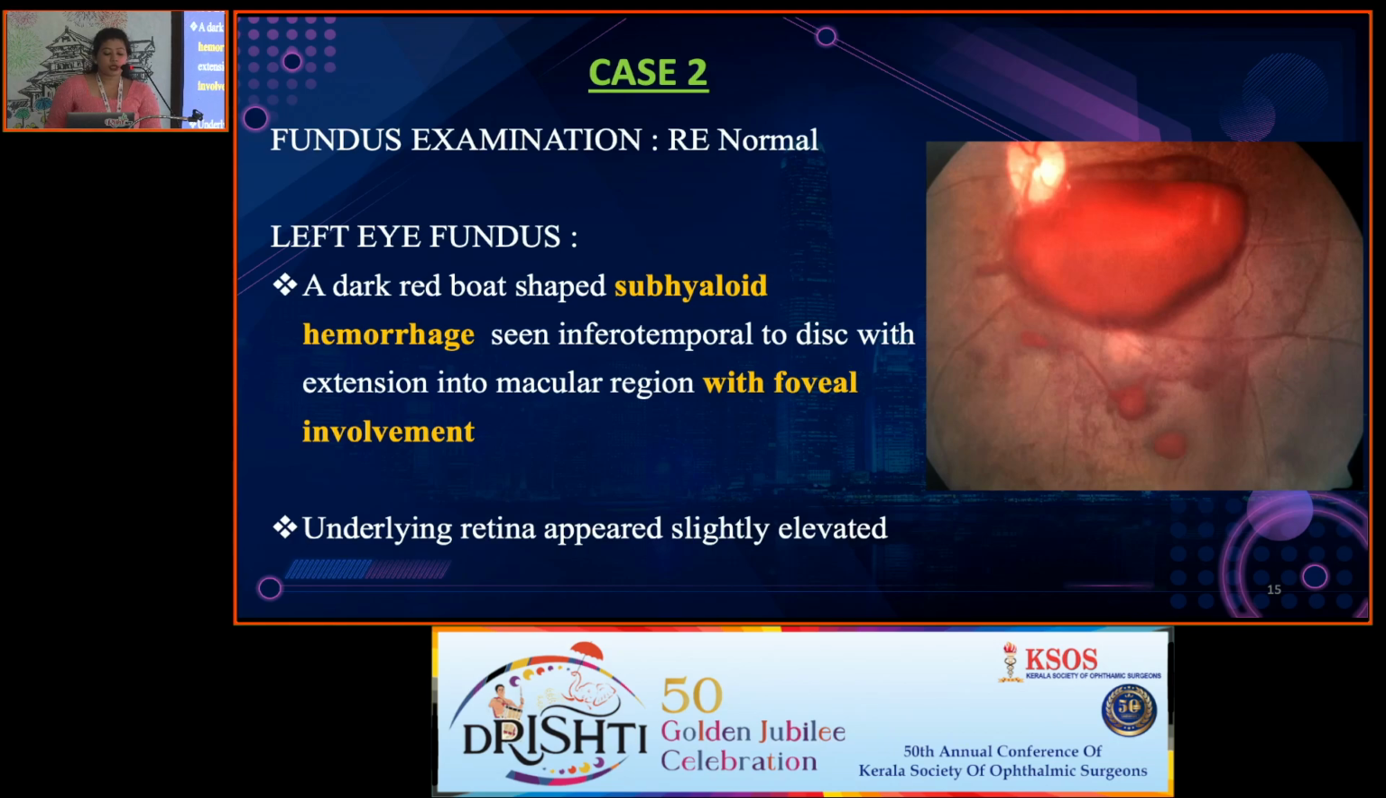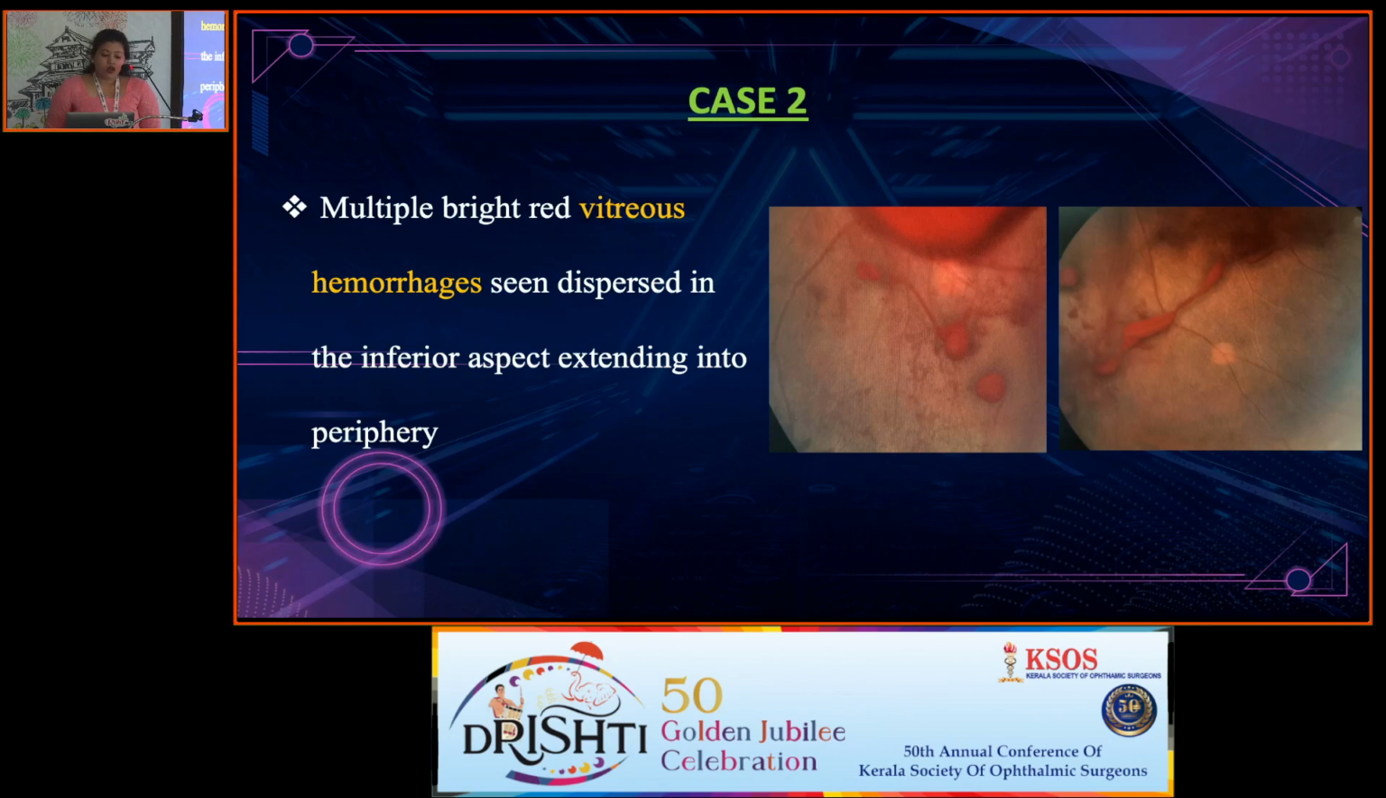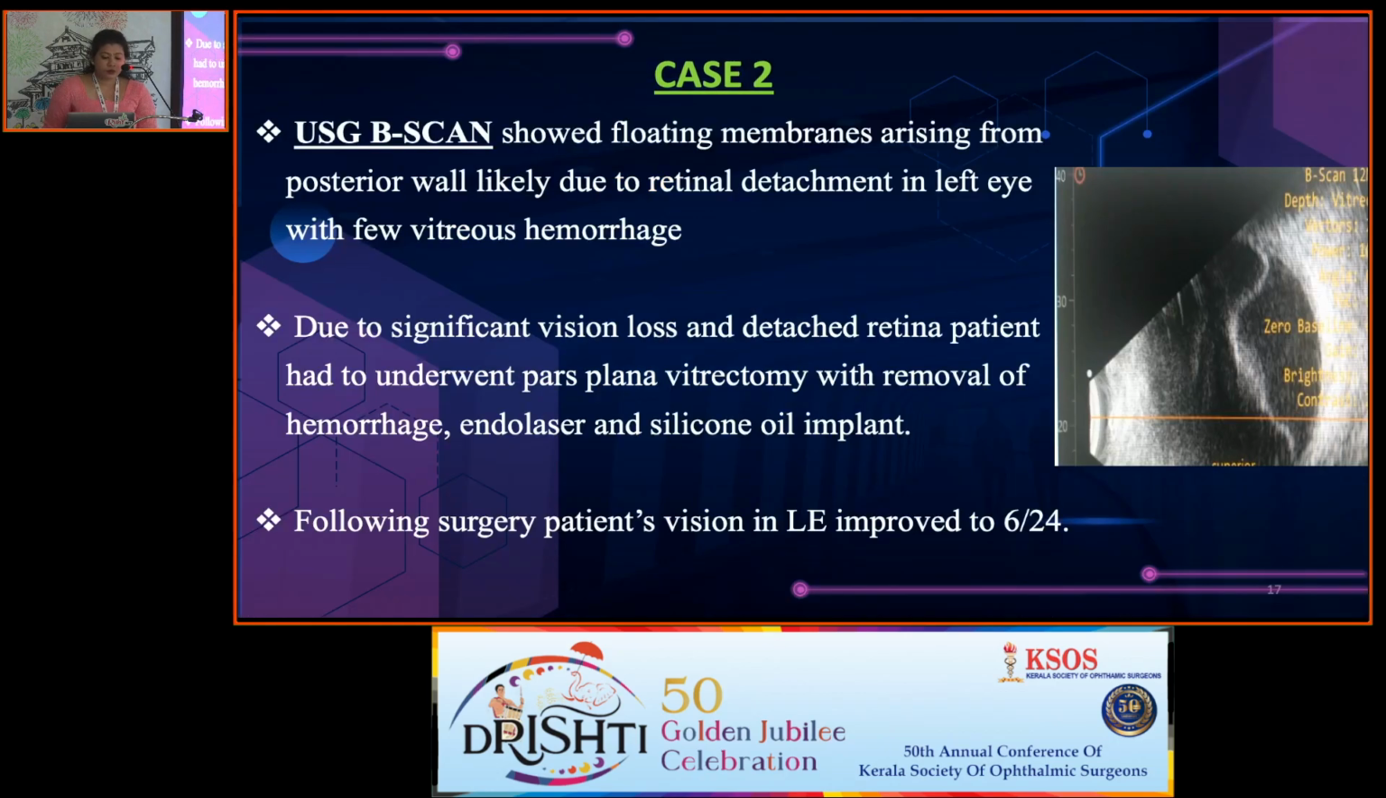The left eye fundus showed a dark red boat-shaped subhyaloid hemorrhage seen infratemporal to the disc with extension into the macular region with foveal involvement. The underlying retina appeared slightly elevated. There were bright red vitreous hemorrhages dispersed in the inferior aspect extending into the periphery. On USG scan, floating membranes arising from the posterior wall were seen, likely due to retinal detachment in the left eye, with few vitreous hemorrhages.